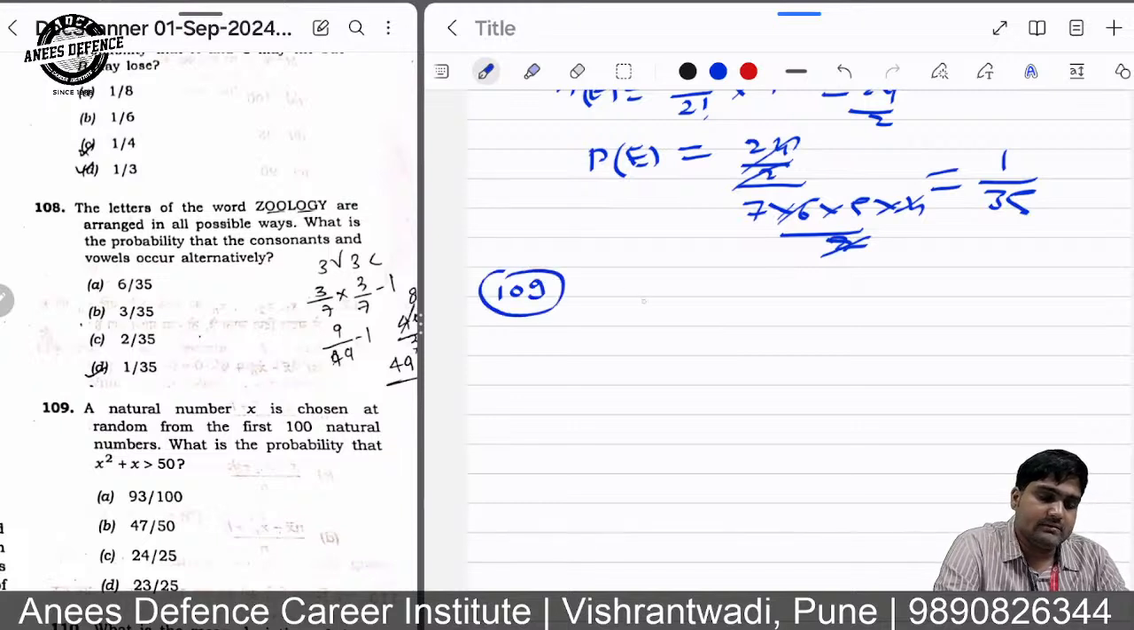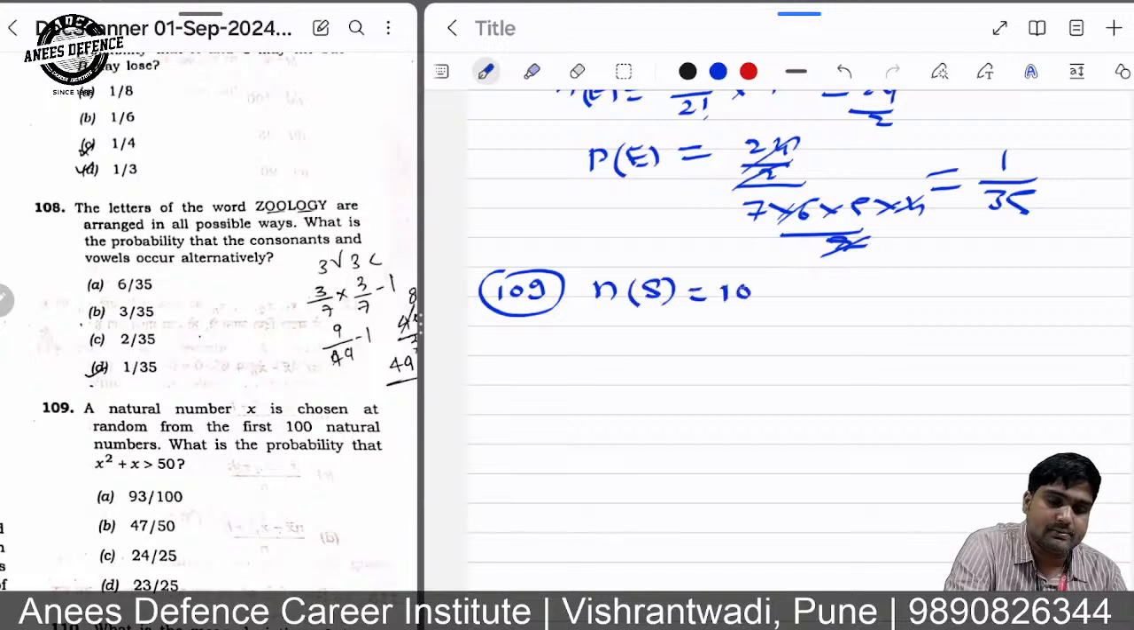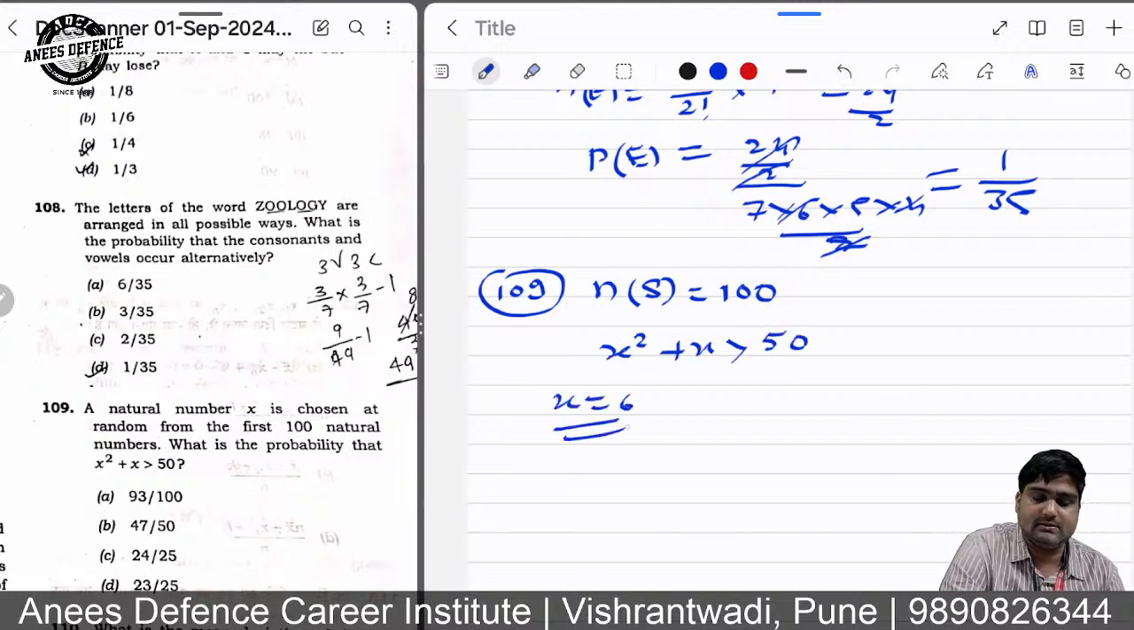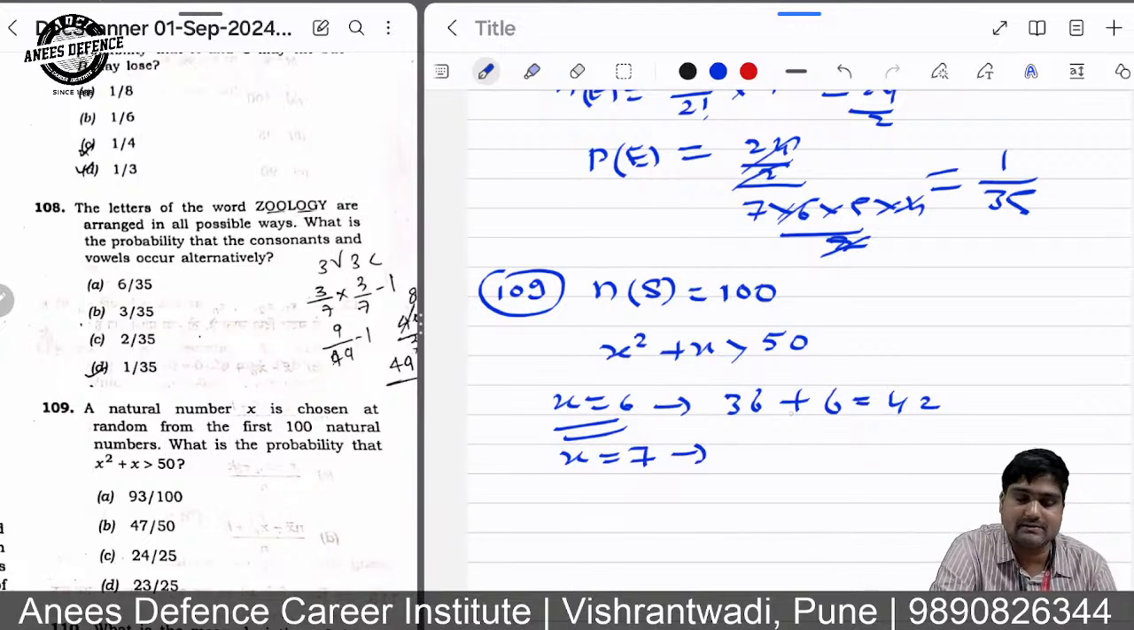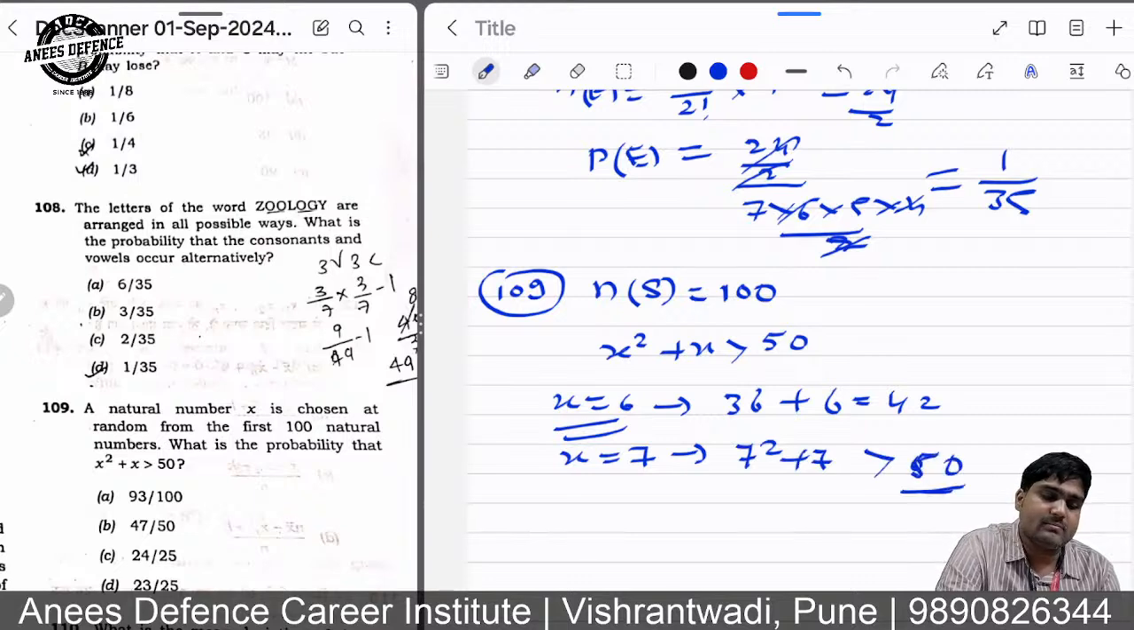109. A natural number is selected at random from the first 100 natural numbers. So one number we can select at random, so the sample space is 100C1, which is 100. The condition is that x squared plus x is greater than 50. If I take x as 6, the smallest number, it's 36 plus 6, which is 42, less than 50. If I take x as 7, 7 squared plus 7 is greater than 50. So the first natural number should be 7.